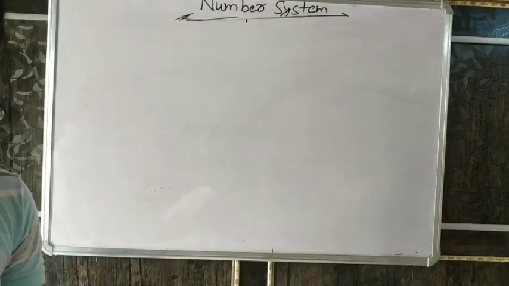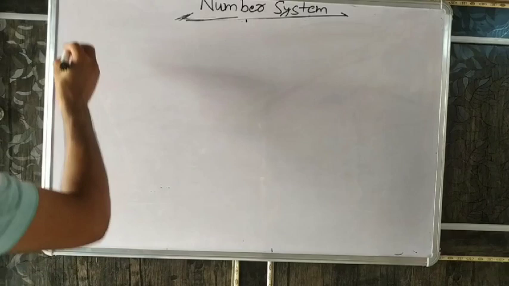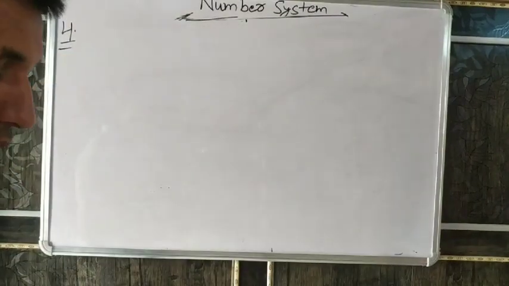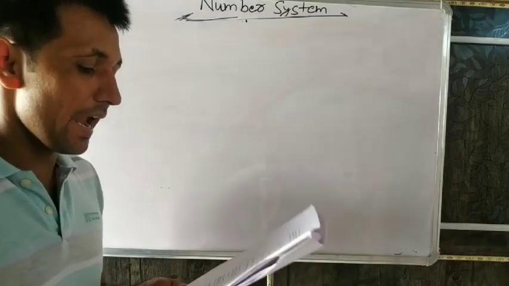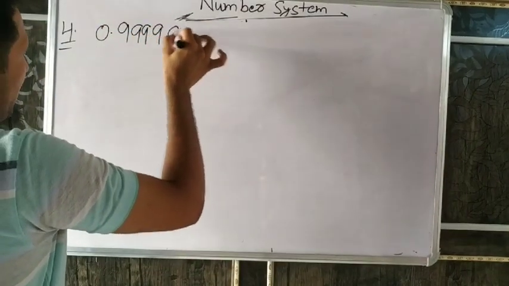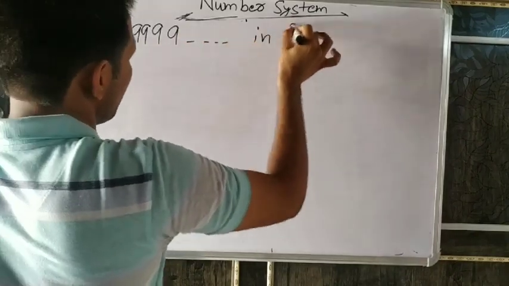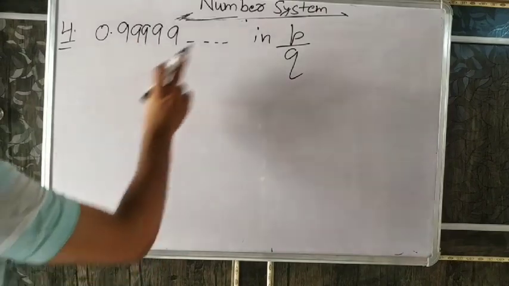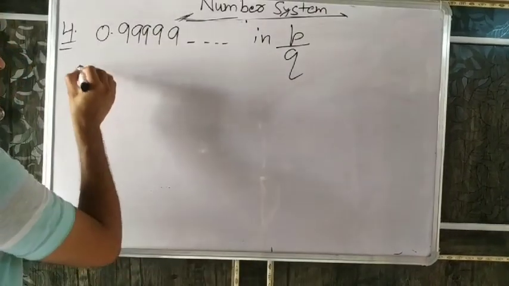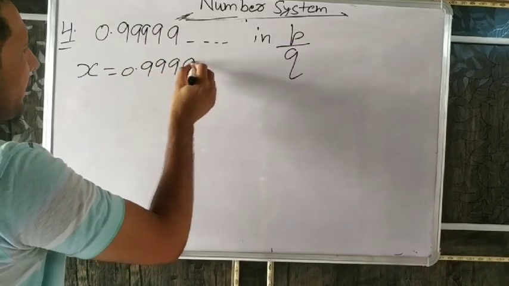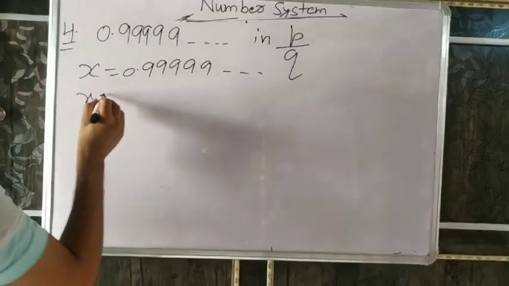Next, express the fourth question. A very easy question, you can do it yourself also. Fourth question: express 0.9999999 in p by q form. How will you represent it in p by q form? Let it equal x. So what can you write? x equals 0.99999 bar.